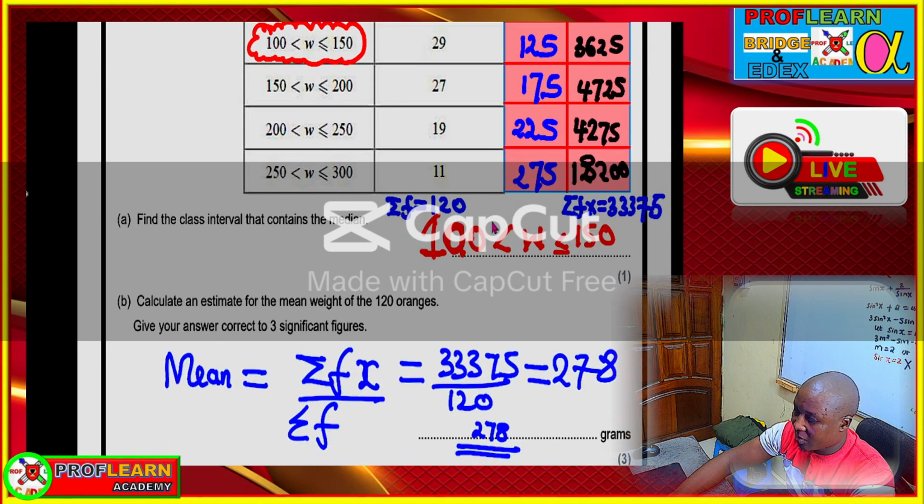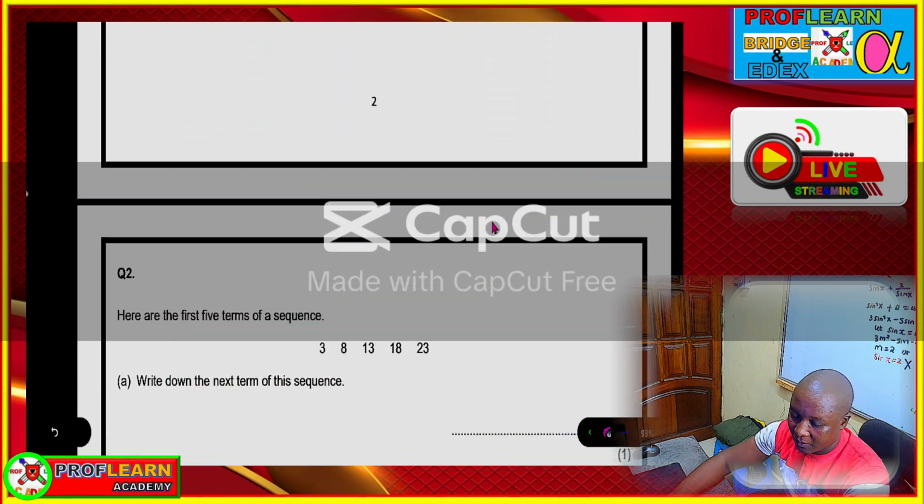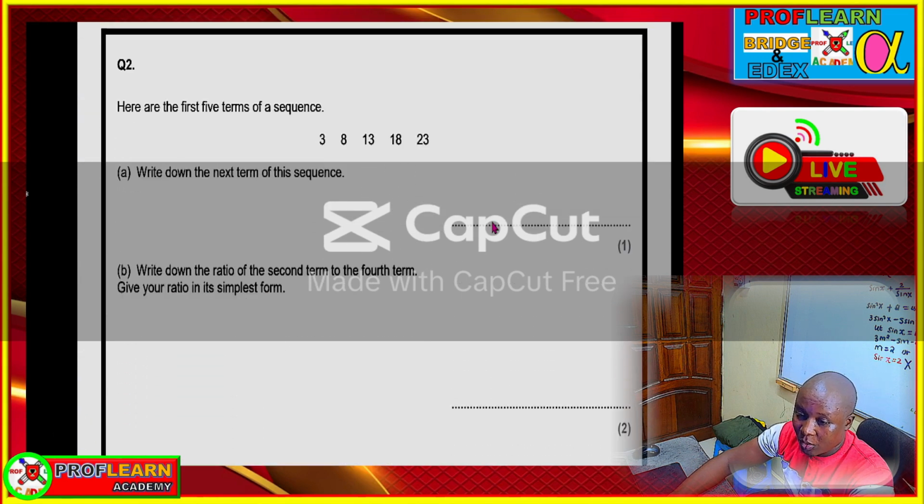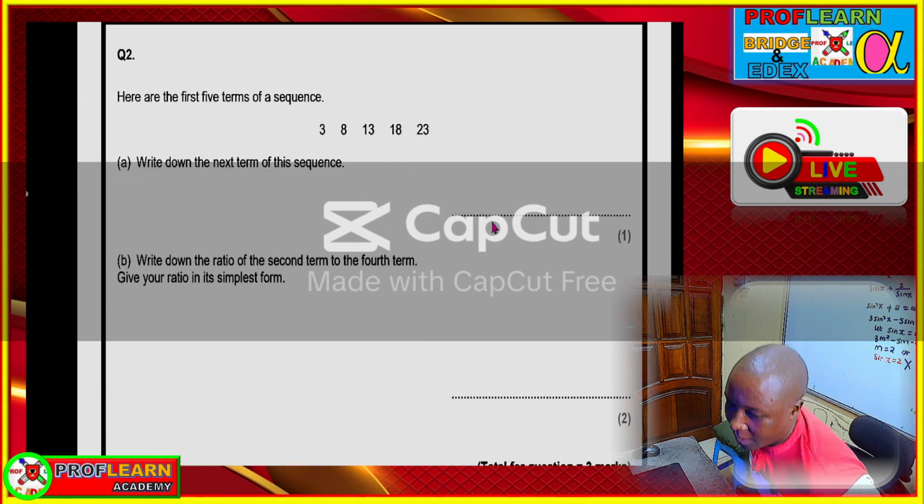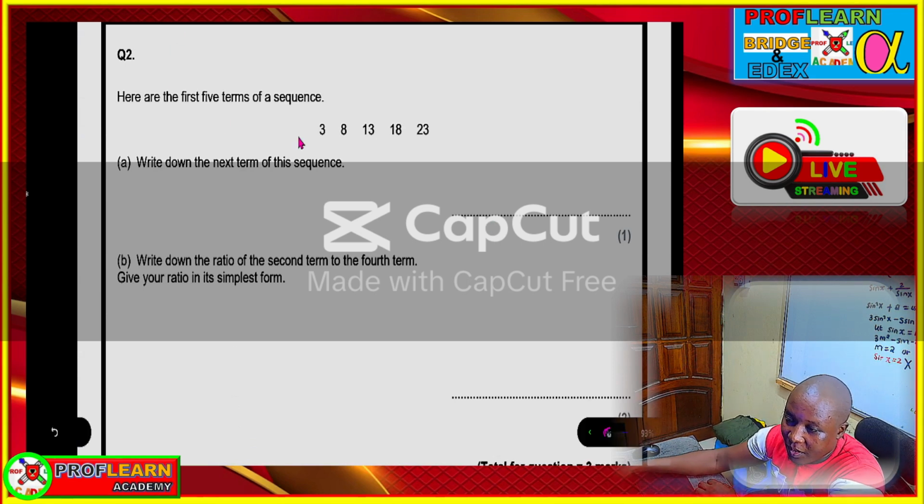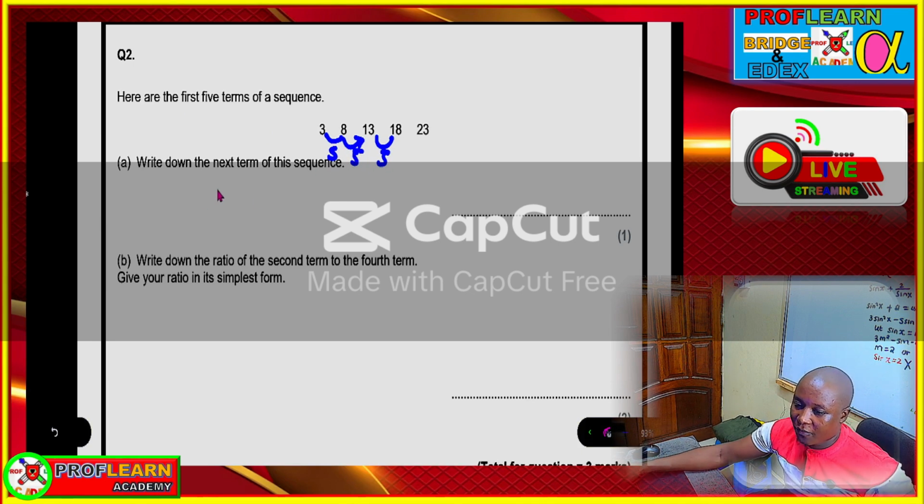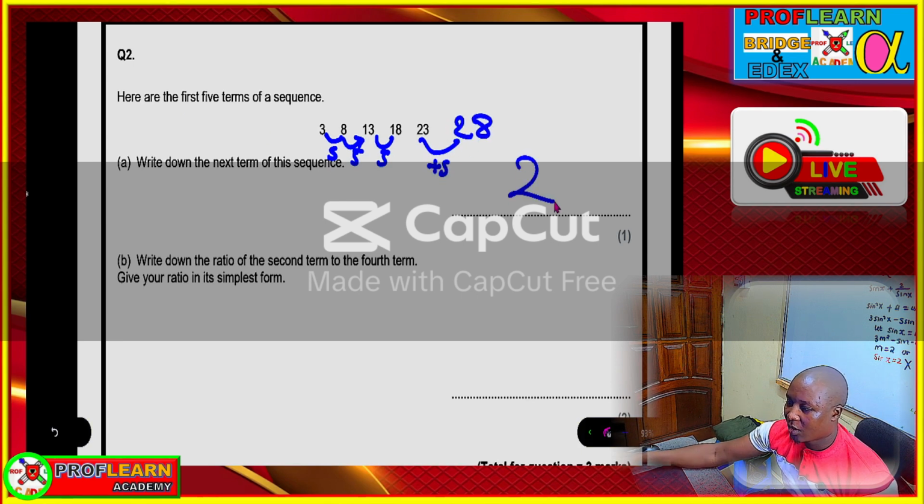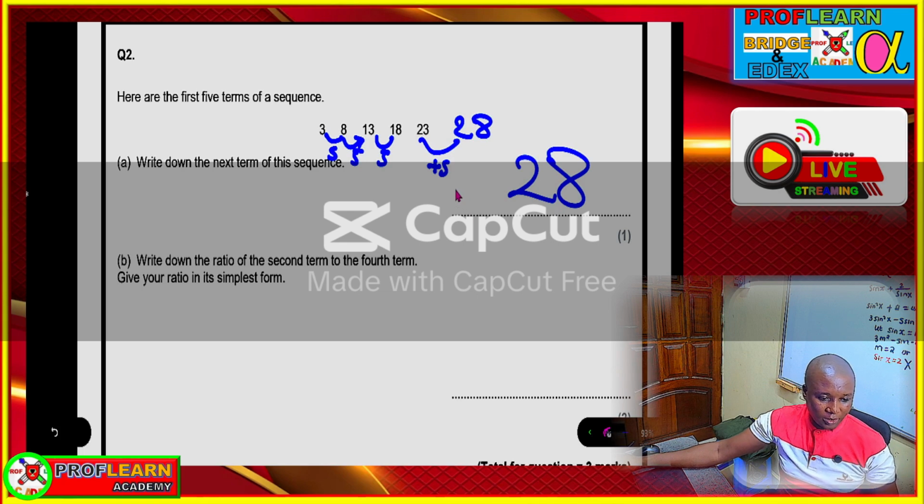Right, so moving to the next part. In question number 2, we are told that there are 5 terms of a sequence, and the first 5 terms of the sequence are here. From this to this, we shall add 5. Here we shall add 5. So if you look at this, the common difference is plus 5. So here we shall add 5, and that's going to be 28. So this is 28 at that given point.